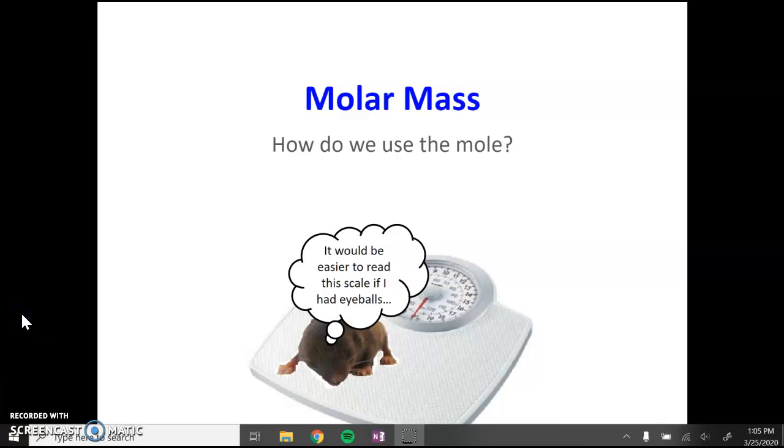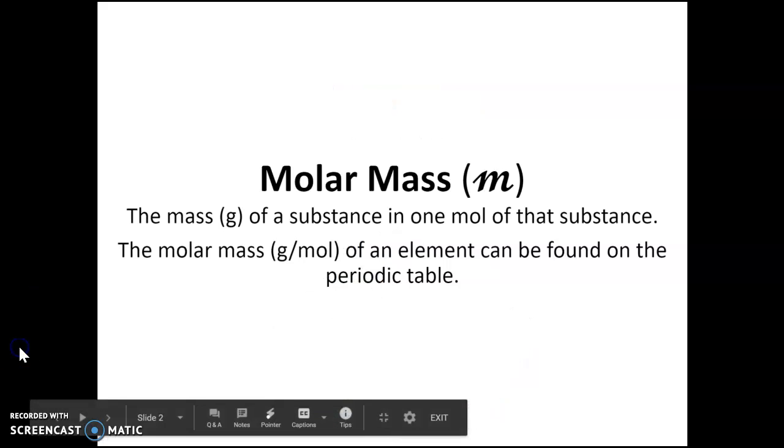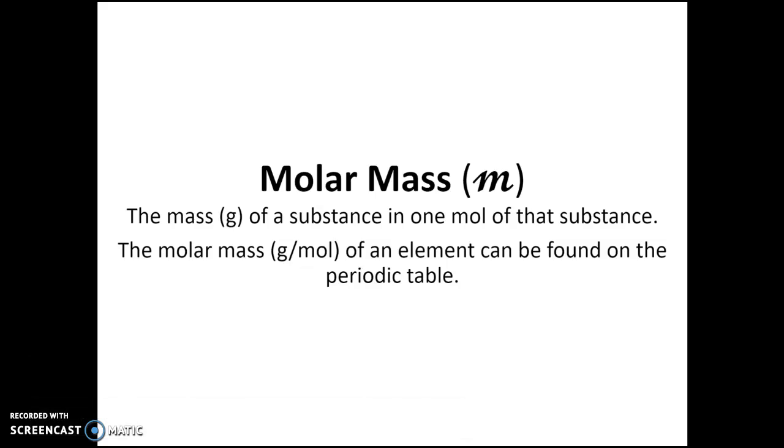Guys, today we are going to talk in a little bit more detail about molar mass. We had a little bit of an introduction to molar mass in our mole notes, and then you guys worked through that POGL. So now I want to give us a formal definition and some practice. Last time we said that molar mass is the mass of a substance in 1 mole of that substance. The molar mass, which is grams per mole of an element, can be found on the periodic table.